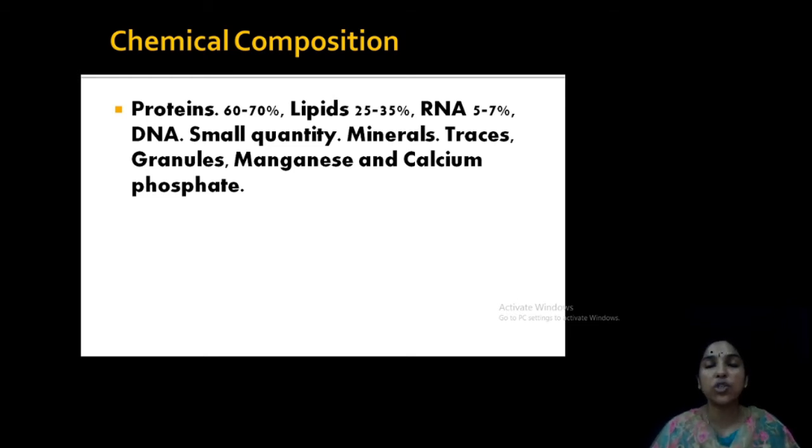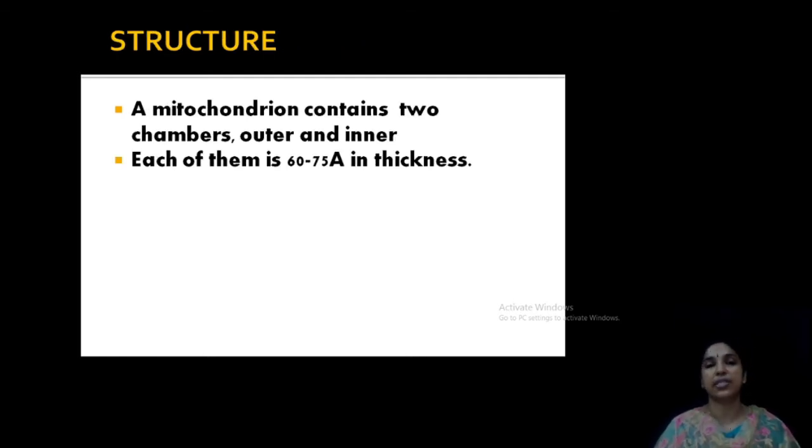So why is mitochondria called a semi-autonomous organelle? Because mitochondria have their own DNA, so they can carry out activities with the help of that DNA. Clear? So that's a very important point. And it also contains minerals, trace elements, magnesium, calcium, phosphate, etc.